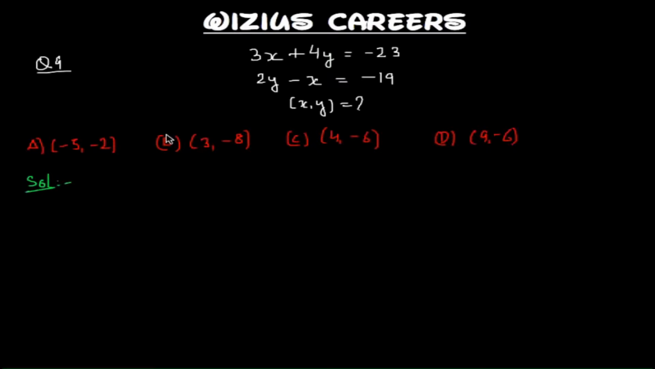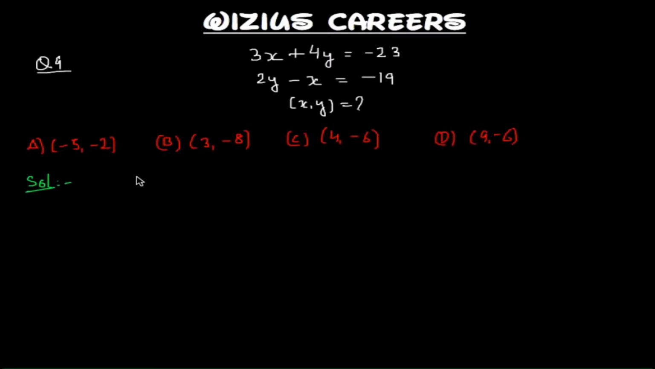This question here is based on the family of linear functions or simultaneous equations. What we have is two equations, 3x plus 4y equals negative 23, and 2y minus x is equal to negative 19. The question wants us to figure out which of these is an answer which works for both the statements. Let's look at different ways to approach this question.